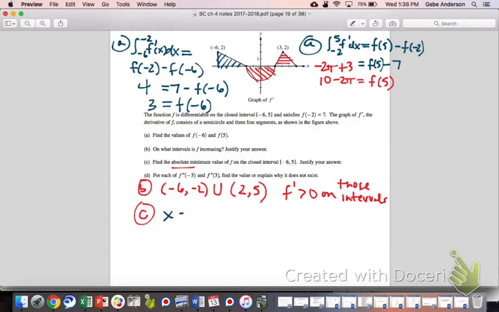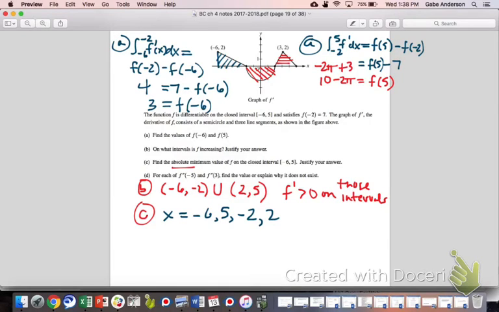So our candidates would be the two endpoints, so -6 and 5. And what else? -2 and 2, right? The two ends of the little semicircle, right? Okay, so the endpoints are -6 and 5. What are -2 and 2? Like, why did you pick those? Critical numbers, right? It's where f prime is 0.